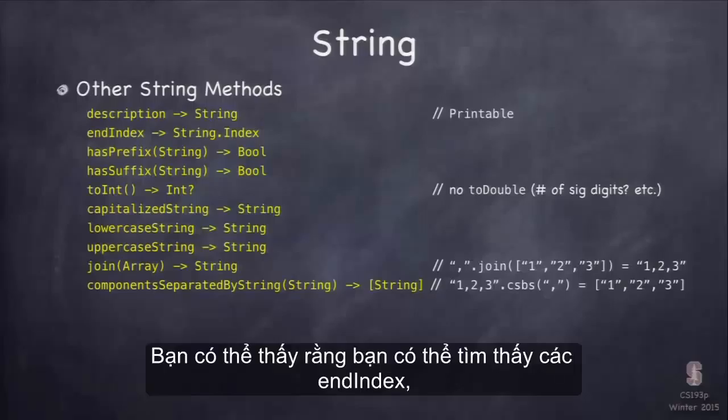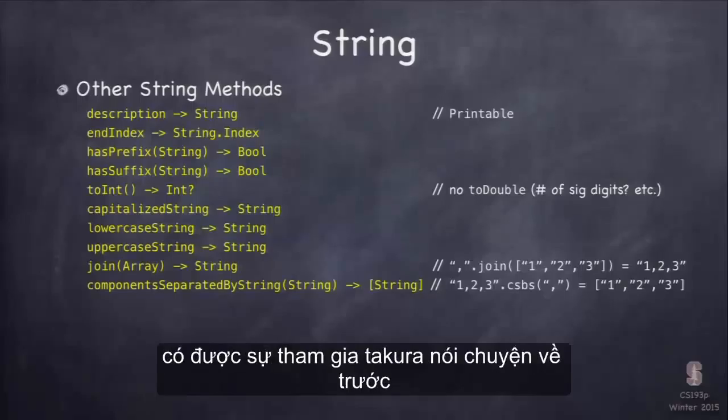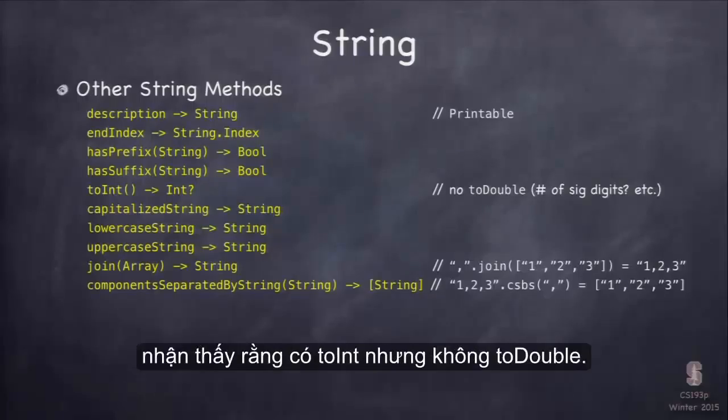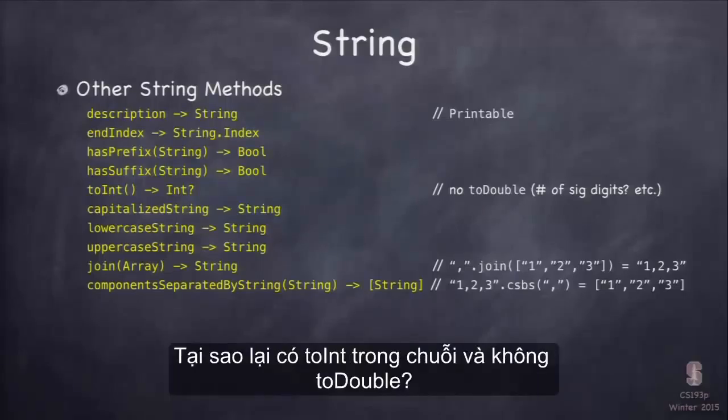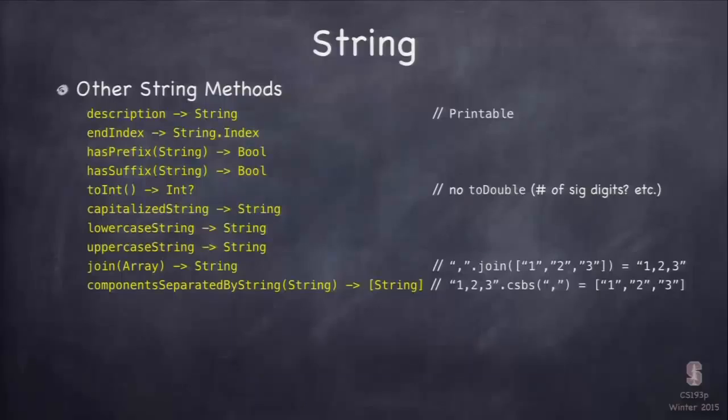You can see that you can find the end index. There's that join I talked about before. Notice that there's 2 int, but not 2 double. Why is there 2 int in string and not 2 double? Anybody have an idea why that is?